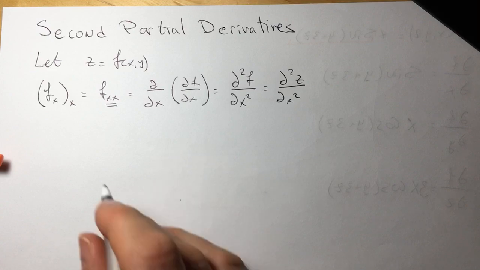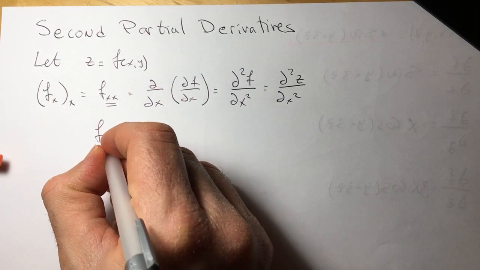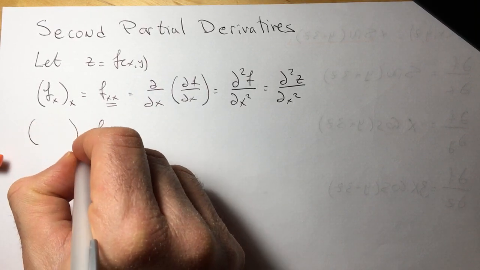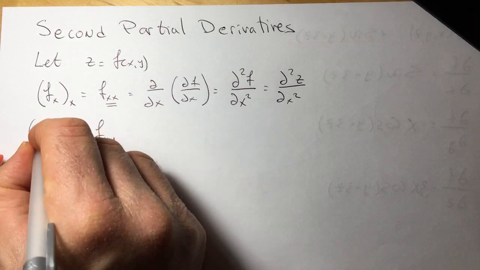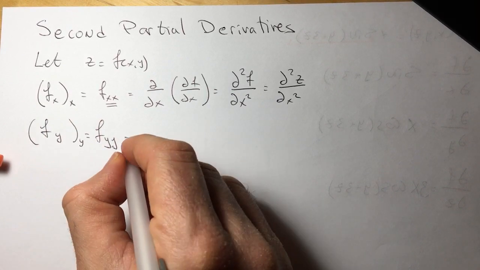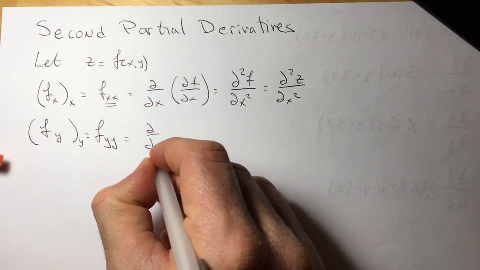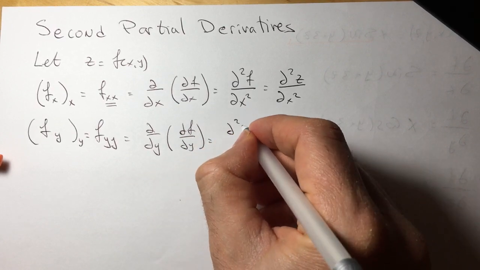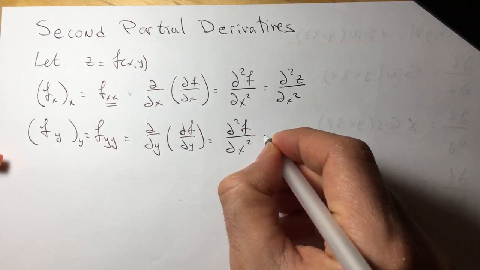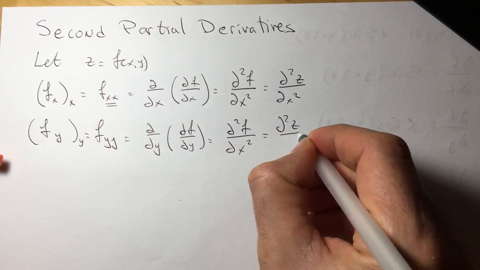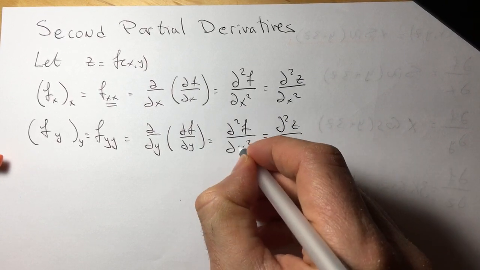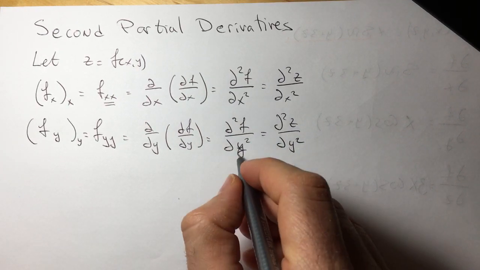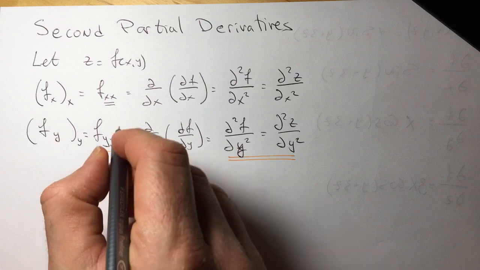And similarly, for the rest of it, this is going to be second order, so this is derivative with respect to y of the derivative with respect to y, right? Or something used more often. Sorry, this is y, okay? Second order derivative with respect to y. So we usually use these notations.